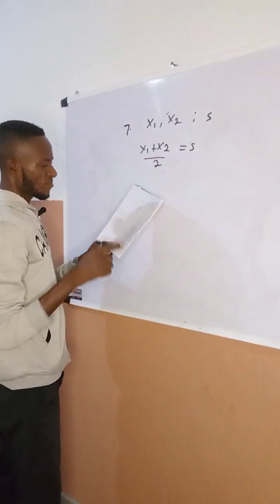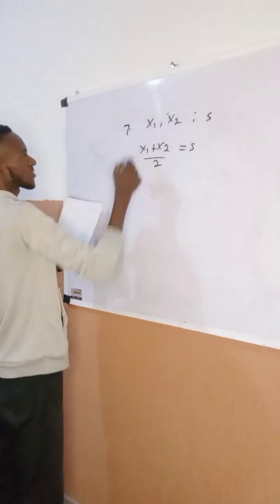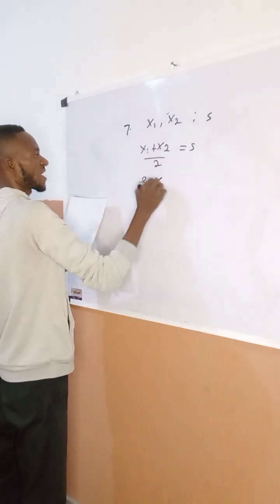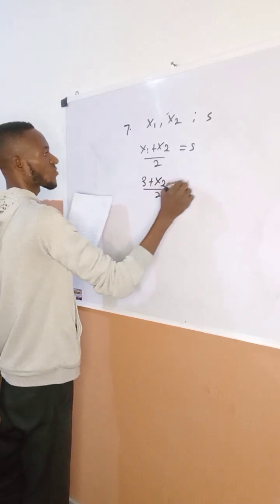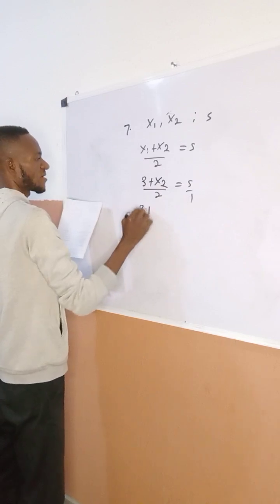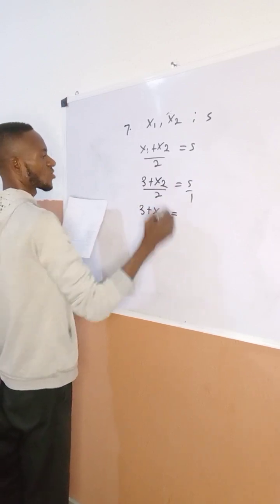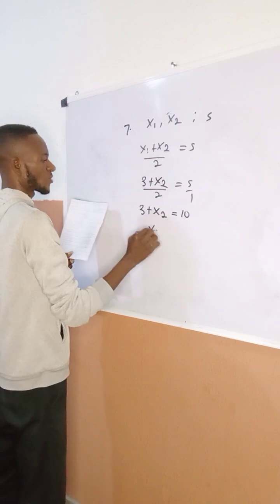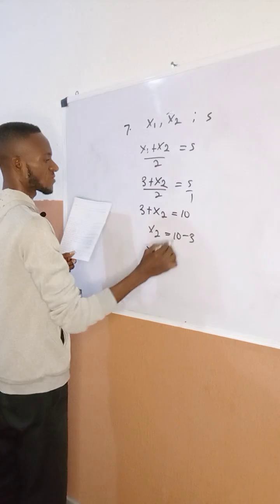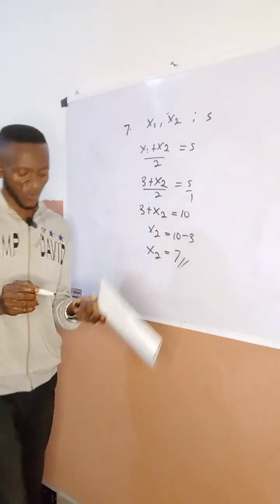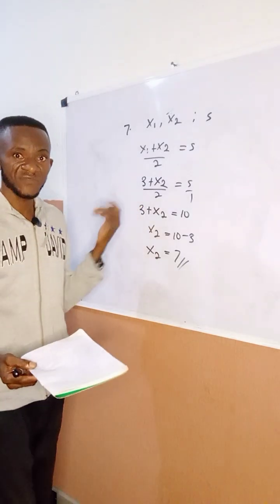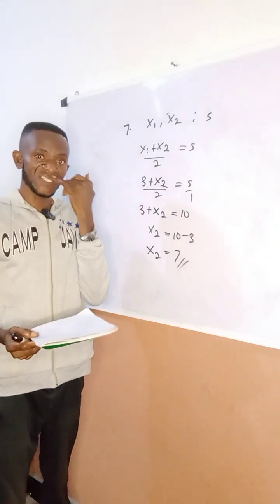But we are told that x bar 1 is 3, so in place of x1 I'm going to write 3 plus x2 all over 2 equals 5. I can say all over 1. So I want to multiply everything: 3 plus x2 is given as 2 times 5, which is 10. So x2 equals 10 minus 3, which is 7. So that is the answer for this one. It is not really difficult. It is very, very easy.